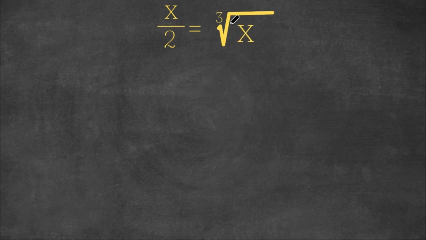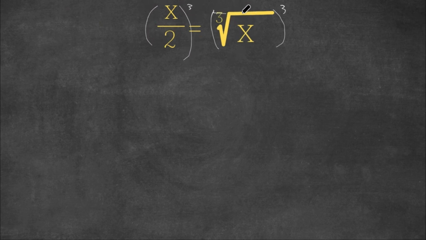To do that, we have to do the opposite of a cube root, which is cubing this. If we want to get x by itself, we're going to cube this whole thing. And obviously, what we do to one side, we do to the other side of an equation. That's the golden rule. So we're going to do that to this side as well.